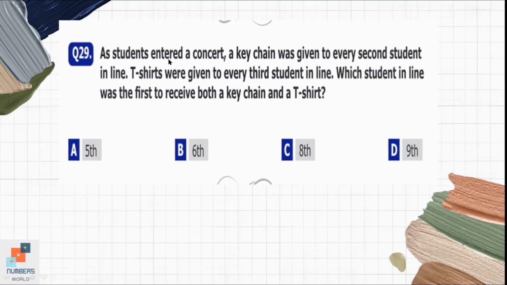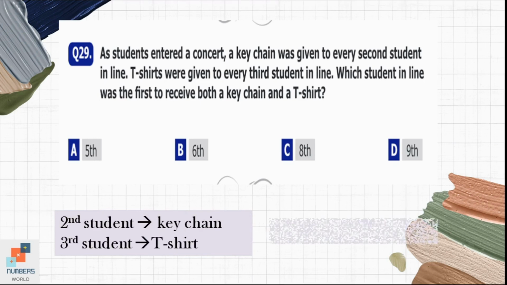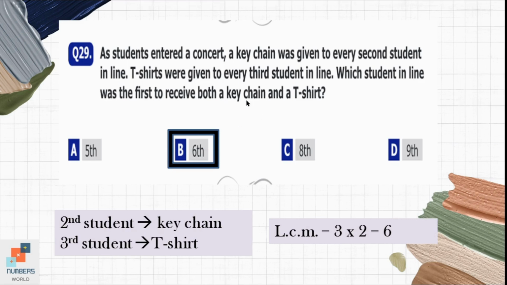Question number 29. As students entered a concert, a keychain was given to every second student in line. T-shirts were given to every third student in line. Which student in line was the first to receive both a keychain and a t-shirt? So it is given in the question that every second student got a keychain and every third student got a t-shirt. So we will calculate the LCM to find out the answer. The LCM of 2 and 3 is equal to 6. So the 6th student got a keychain and a t-shirt both. So option B is the correct one.